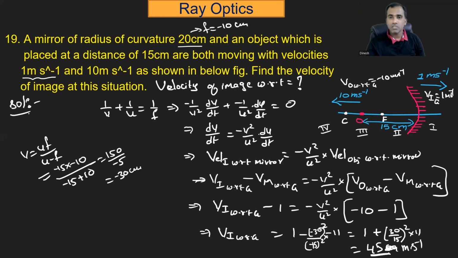Is that okay? Understood? Simple relation between velocities, nothing more than that. But the velocity that we have here, dv by dt, is not the velocity with respect to ground, it is with respect to the mirror. With respect to mirror means you can write it as velocity of image with respect to ground minus velocity of mirror with respect to ground, motion in a line. Relative velocity concept we are using, a little bit of relative velocity concept.